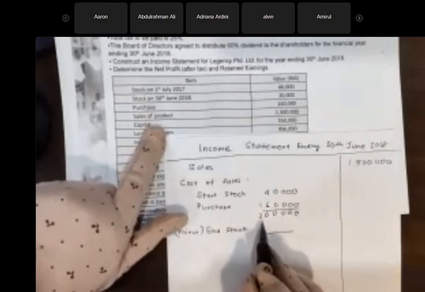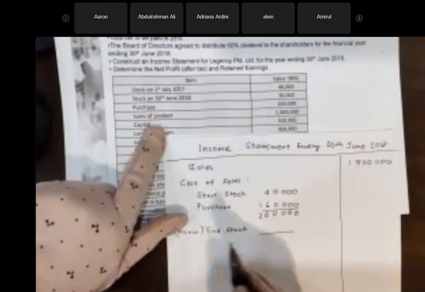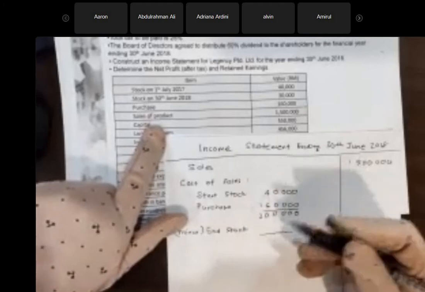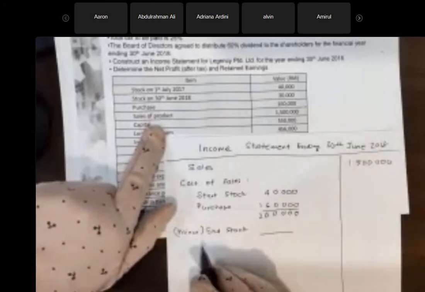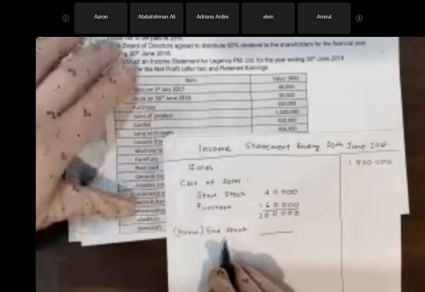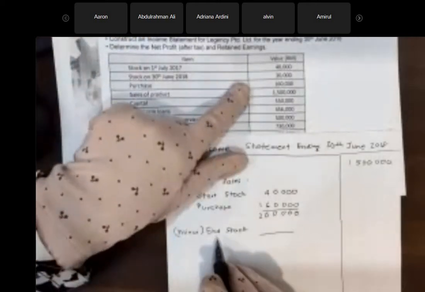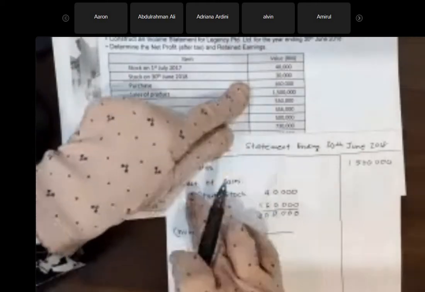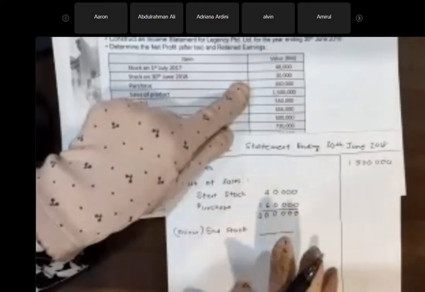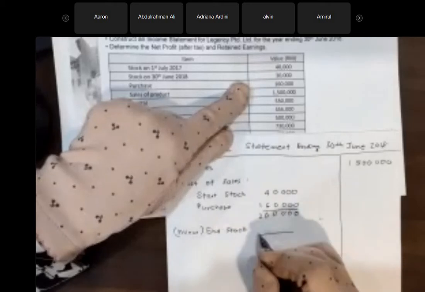100,000. This is cost of goods sold. Kita panggil cost barang untuk dijual, to be sold. Okay, then minus end stock. You consider the end stock, and you don't want to consider the end stock for the cost of sale, because this is all for current, and only for current ini.